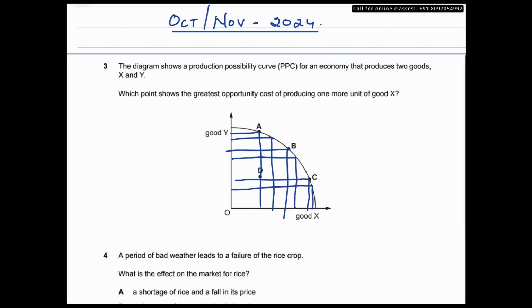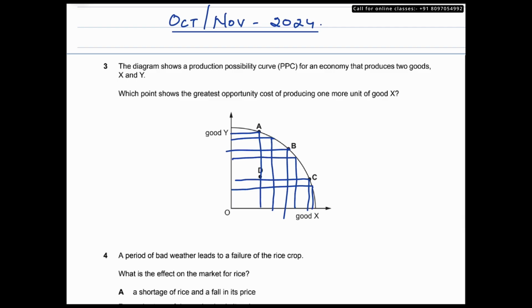Now when we take a look at option D, which is again not the correct one, point D is lying inside the PPC curve, and that means this is inefficient use of resources. The economy is not operating at its full potential, whereas we really wanted to take a look at what is the potential that the economy holds. And since it is not on the PPC curve, it is very difficult to identify the opportunity cost at point D.